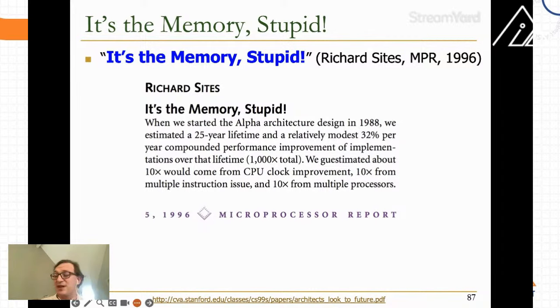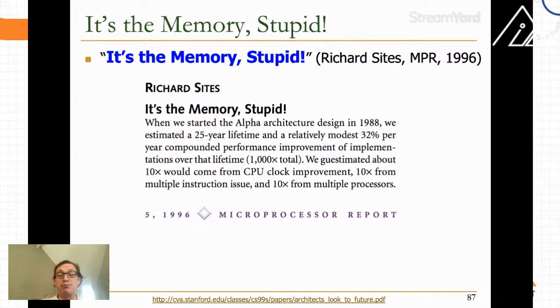Dick Sites was the chief architect of Alpha Processors. Their team designed some of the most sophisticated, fastest processors of its time in the 1990s. And after they designed one particular processor, he wrote this one-page article, which is entitled, "It's the Memory, Stupid." Basically, it's all about the memory. He says that my team designed this fastest processor of its time. It's capable of completing four instructions per clock cycle.